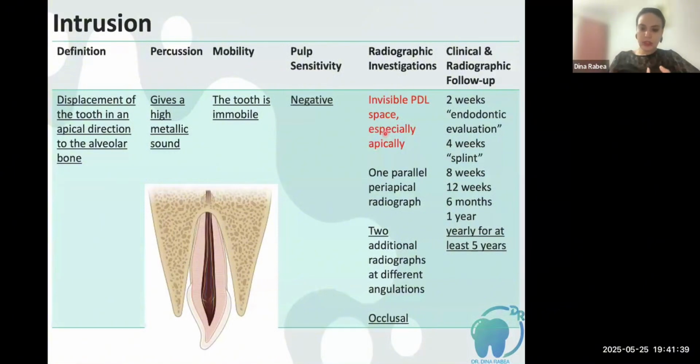So, extrusion, splint for 2 weeks. Lateral luxation, splint for 4 weeks, of course, with follow-up and monitoring of the pulp condition. Intrusion, again, this is a displacement of the tooth into the bone, so we expect the bone to get crushed and to get some kind of damage. That's why when we talk about splinting, in case we are going to splint in intrusion, we're going to discuss it in detail now, but again, if the bone is involved, we think about 4 weeks instead of 2.